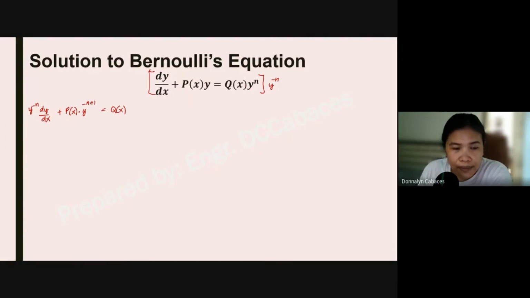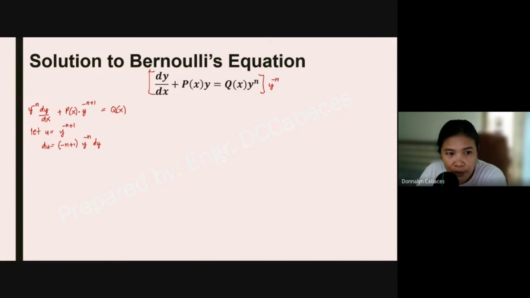The next thing is, looking at y to the negative n plus 1 and y to the negative n dy, they are related to each other in a manner that if you let u be equal to y to the negative n plus 1, that is the factor together with p of x. What is our du? That is negative n plus 1 times y to the negative n plus 1 minus 1. So that is y to the negative n dy.